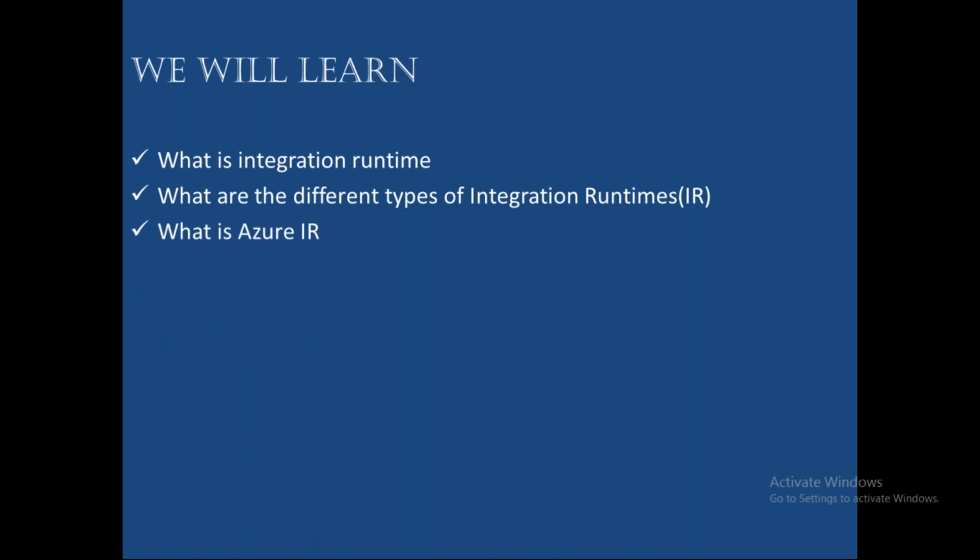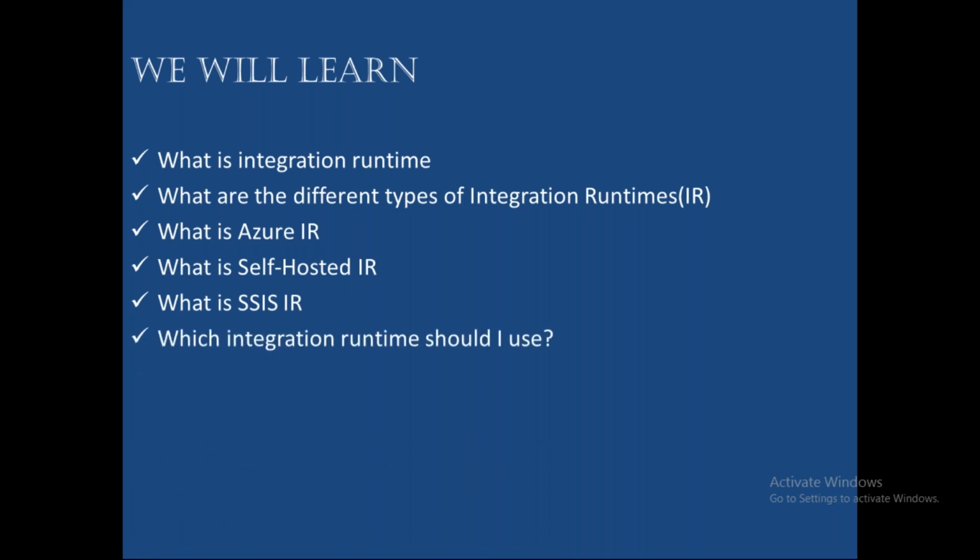Then we will see what is Azure IR, this is one of the types. Then we will see self-hosted IR, this is another type of IR. What is IR? Integration runtime, IR is the short name. Next we will see what is SSIS IR. Okay, this is the third type of IR. Next we will understand which integration runtime I should use. So you have three integration runtimes, and which one you need to use, we are going to understand. Then we will understand the integration runtime location, where exactly this integration runtime will be located.